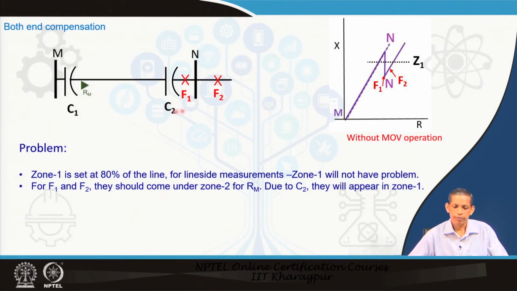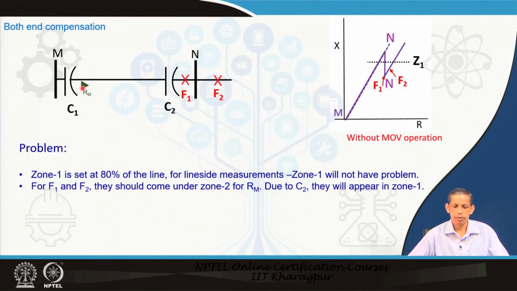Now, what will happen here? If you see the corresponding point here, the zone 1 is set to be, let us say, 80% for line side measurements, zone 1 will not have any problem, but if you see F1, which is just after the capacitor C2, and F2, just a few kilometers from bus N, then both point F1, just after the capacitor, and F2, just a few kilometers from bus N, will be seen in zone 1 from the setting at R M.